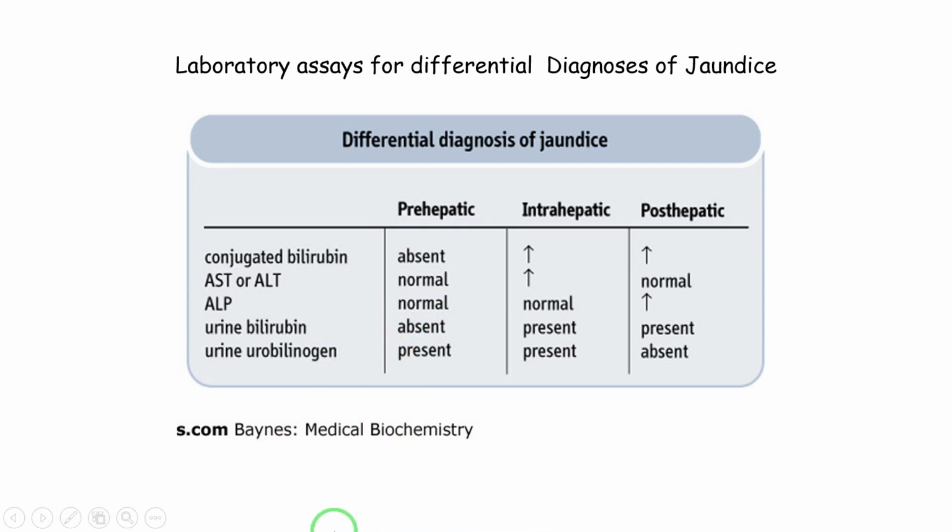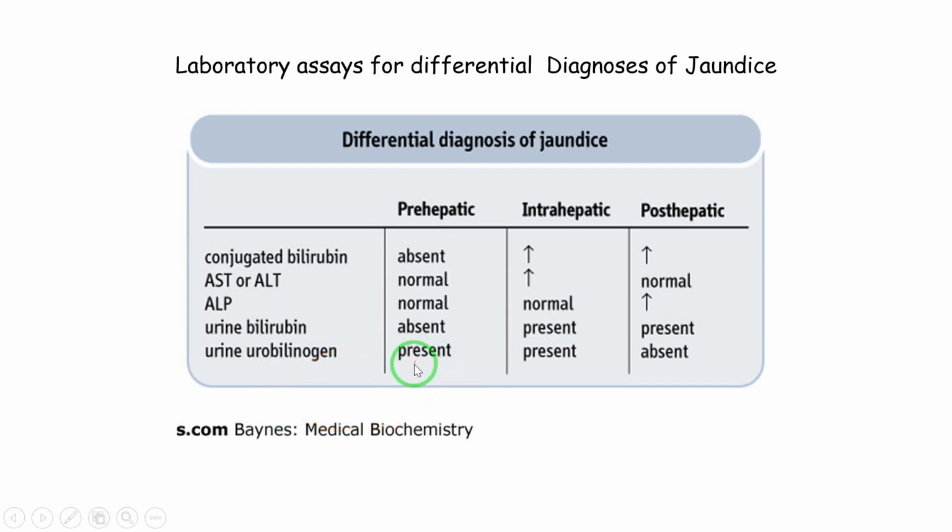While in case of intrahepatic jaundice, the urine bilirubin will be present, and also in the posthepatic jaundice, the urine bilirubin will be present. Why? Because there will be back pressure. Because of the obstruction, it will pass to the circulation. More of this bilirubin will be filtered in the kidney, and it will appear in the urine.